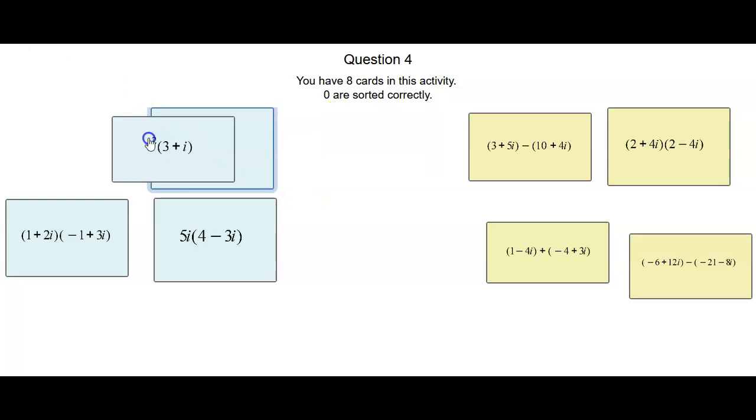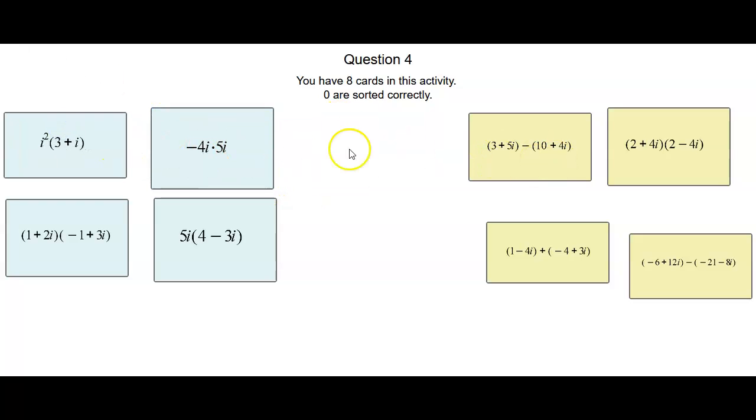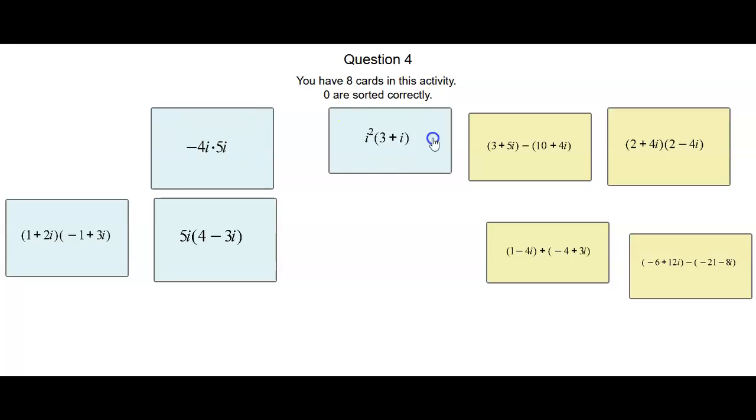So with the card sort, I've got all these separated into two different piles. These have to match with one of these over here. So I'm just going to use this first one here, and I'm going to simplify this one and see if I can figure out which one of these over here is equivalent to this one over here.